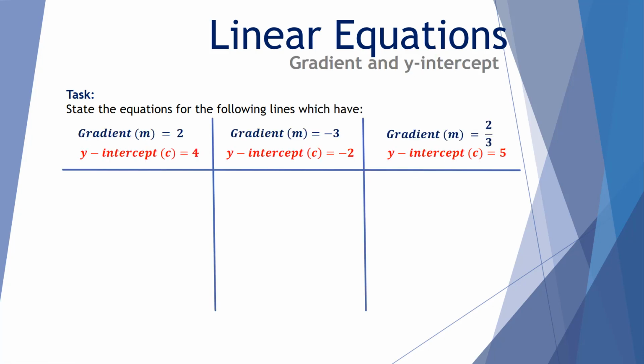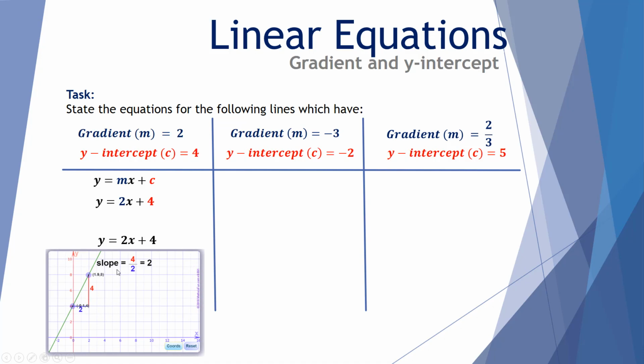Our next task is to state the equation given the gradient and the y-intercept. We'll look at our first column where the gradient equals 2 and the y-intercept equals 4. Now we use the letter m to represent the gradient and the letter c to represent the y-intercept. And here's our general equation for a straight line relationship: y equals mx plus c. Let's sub in the 2 where we have m, and where we have c, we substitute in the value 4. So we end up with y equals 2x plus 4. You can see color-wise, the 2 replaces the m and the 4 replaces the c. So the equation with a gradient of 2 and a y-intercept of 4 is y equals 2x plus 4.